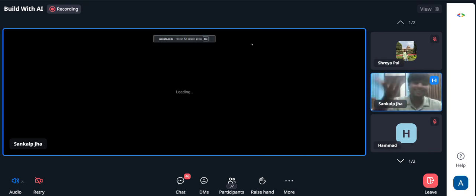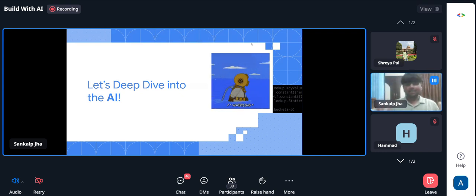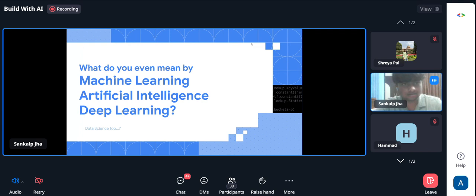So that's really good. And moving ahead, let's deep dive into the AI. So let this whole rabbit hole go in. Let's go into this rabbit hole and understand कि क्या है AI and let's get this thing started.